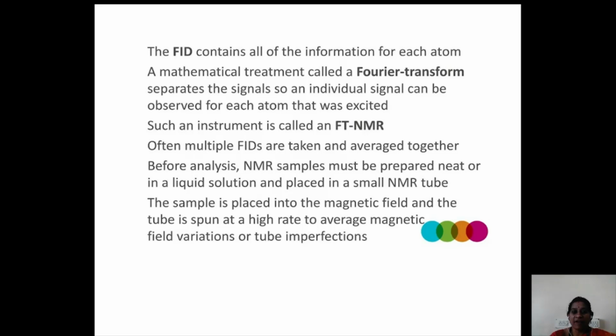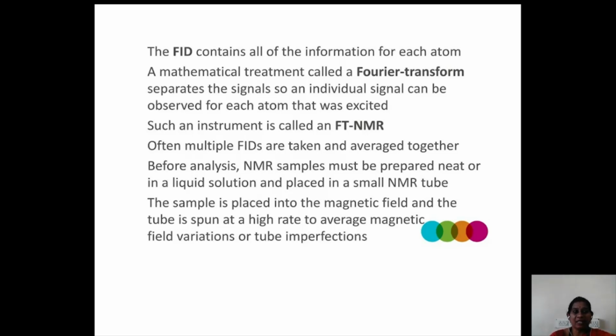This FID contains all of the information for each atom. A mathematical treatment called the Fourier transform separates the signals so an individual signal can be observed for each atom that was excited. Such an instrument is called an FT-NMR. Often multiple FIDs are taken and averaged together.